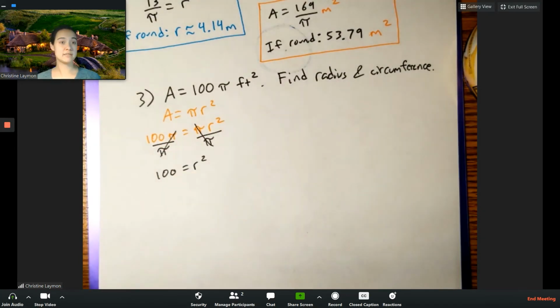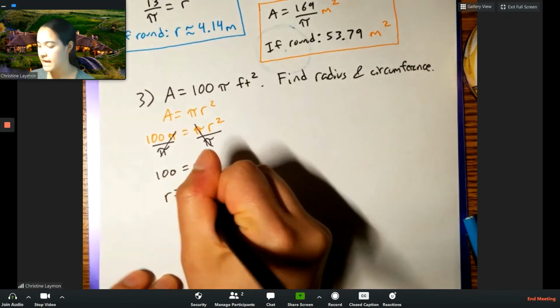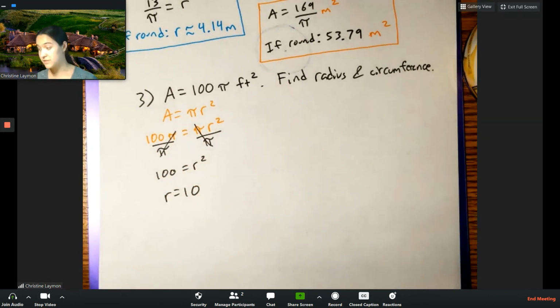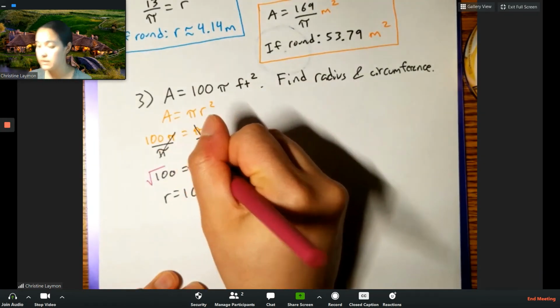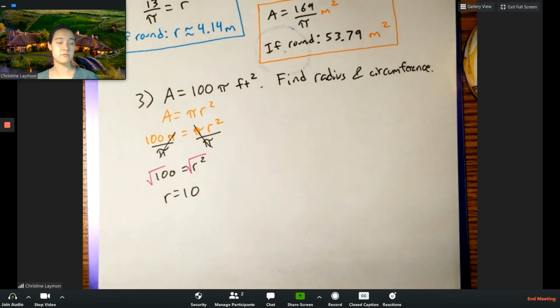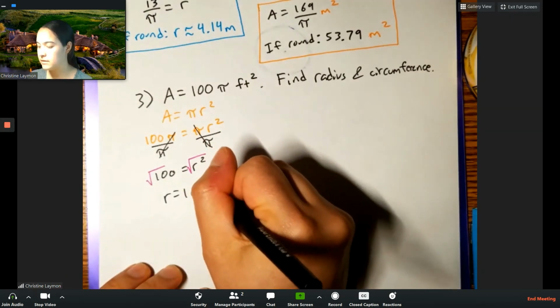Well, a radius is a form of distance from the center to the outside of a circle. So when I take the square root of both sides, I'm going to use positive 10. 10 times 10 is 100. So the radius is 10. And again, to get that, what I just did is I took the square root of both sides. And we only use the positive because radius is distance. So r is 10. That's 10 feet.